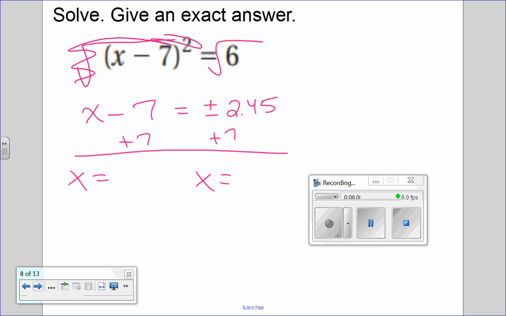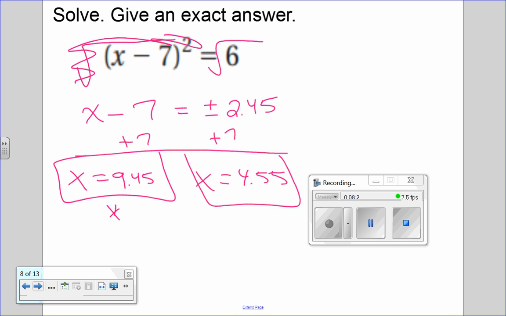We need to do positive 2.45 plus 7. So positive 2.45 plus 7 is 9.45. But where people have trouble is you also need to do negative 2.45 plus 7. And that's 4.55. So everybody will get this answer. This is where people will struggle because they'll forget to do negative 2.45 plus 7. Does that make sense? Yes.